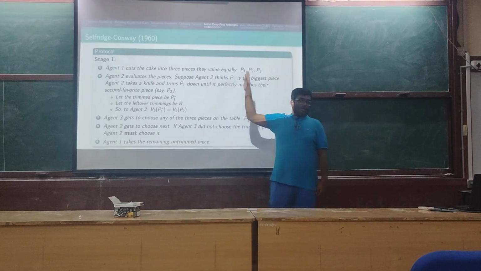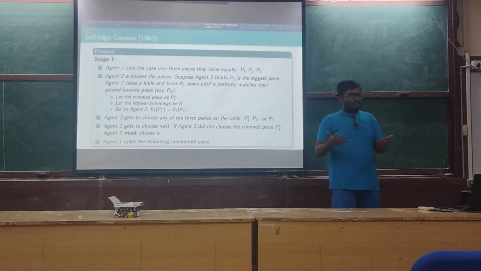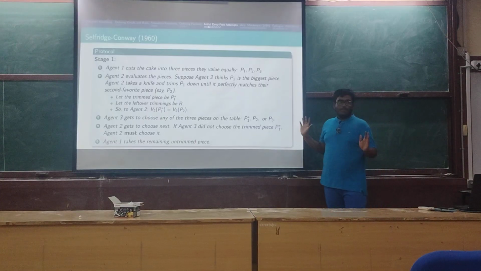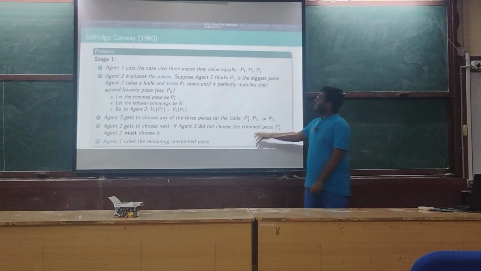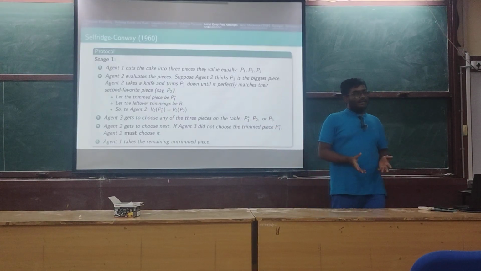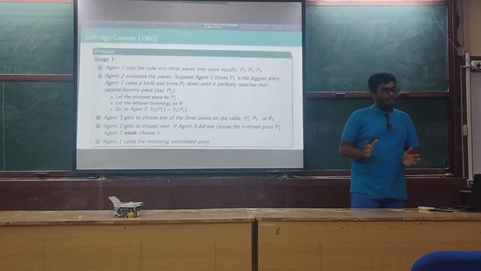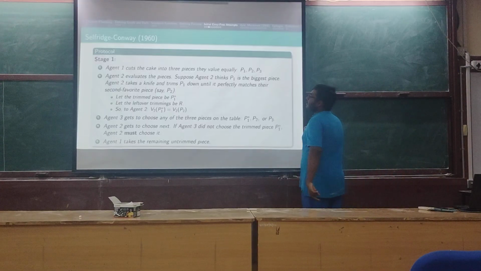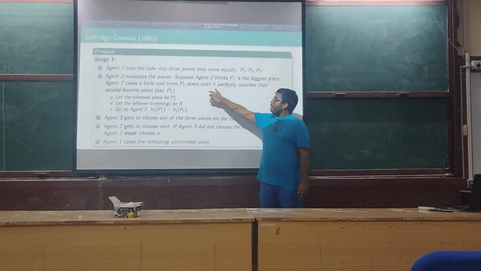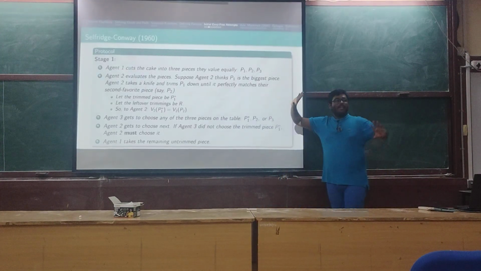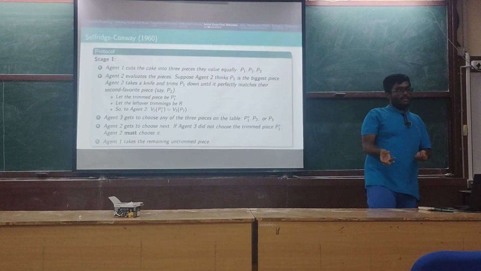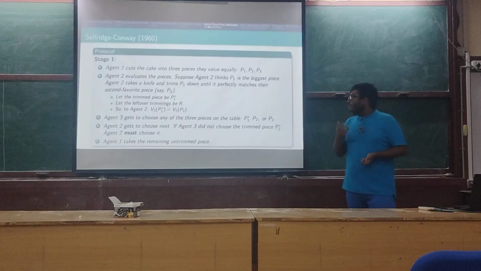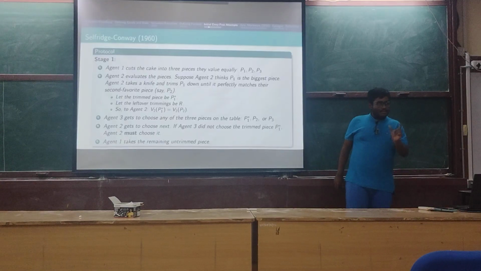Agent 1 cuts the cake into 3 pieces, 1/3, 1/3, 1/3: P1, P2, P3. Now agent 2 evaluates the pieces, right? Let us assume that they think P1 is the biggest piece. In that case they will take the knife and trim P1 down until it perfectly matches their second favorite piece. P1 is the best, so the second must be P2, right? So they'll match it to P2 and there will be a remainder R.